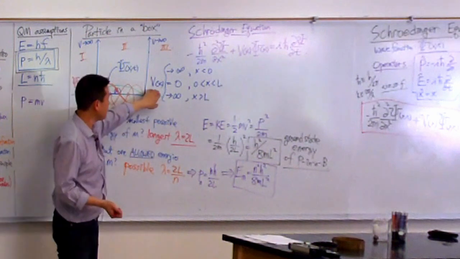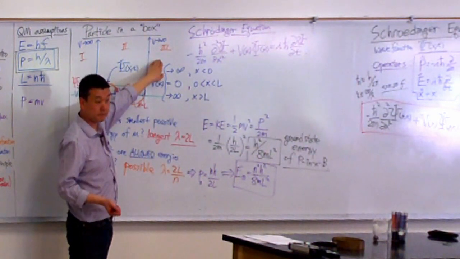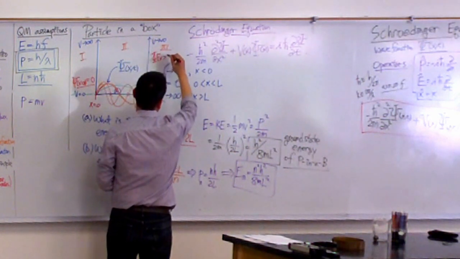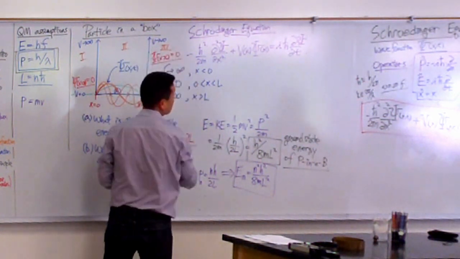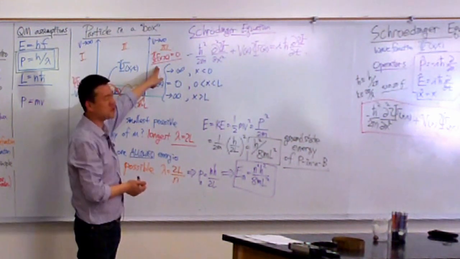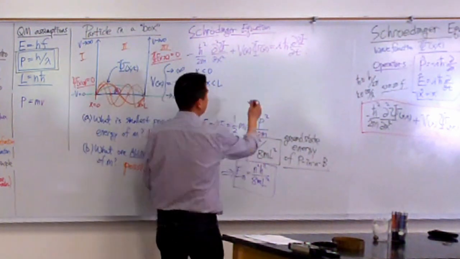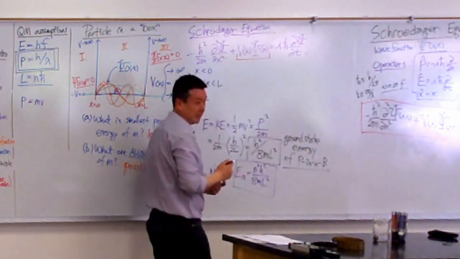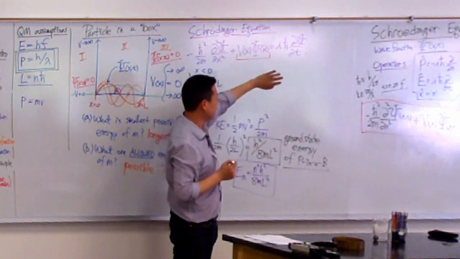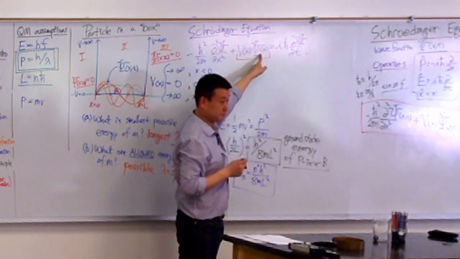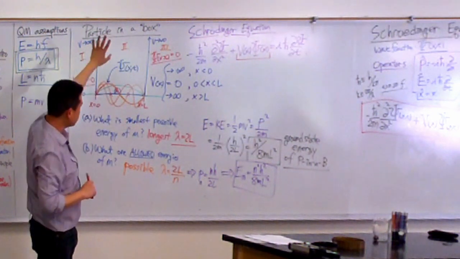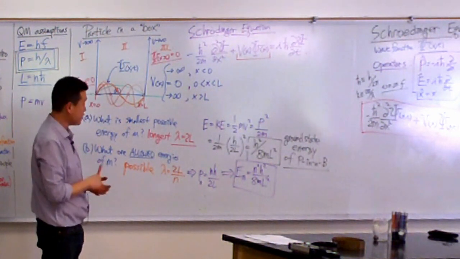Good? The same thing happens in this region, right? So psi of x greater than L also has to be 0. This potential is infinite, so I really want this term not to explode on me. The only way to make sure that this term won't explode on me is to kill it with a 0.